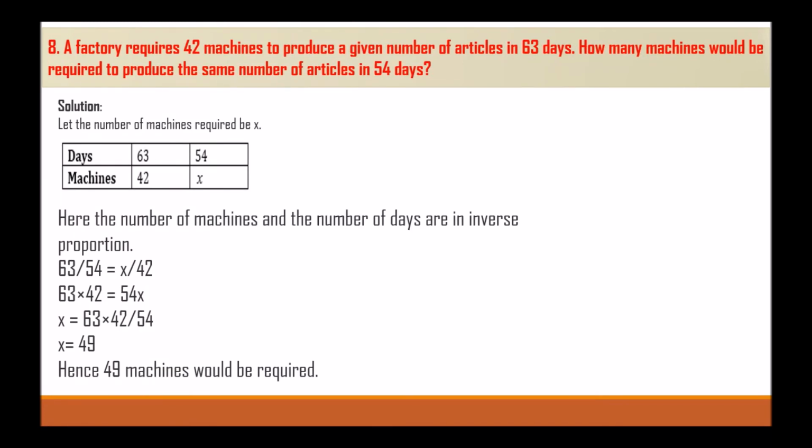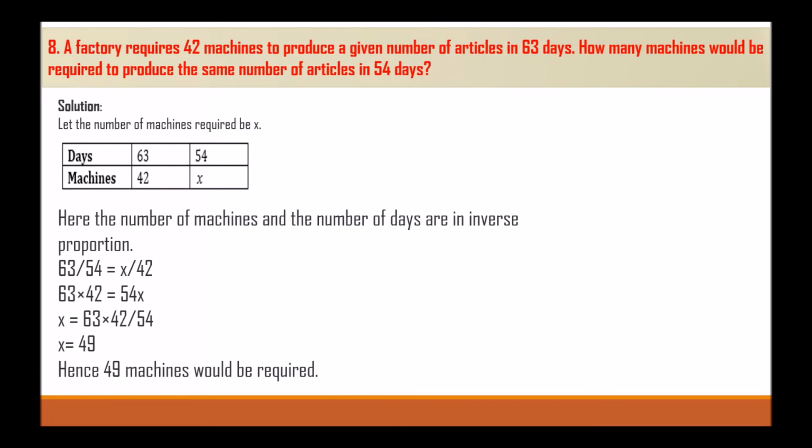Next, a factory requires 42 machines to produce a given number of articles in 63 days. How many machines will be required to produce the same number of articles in 54 days? Let the number of machines required be x. Here the number of machines and the number of days are in inverse proportion.